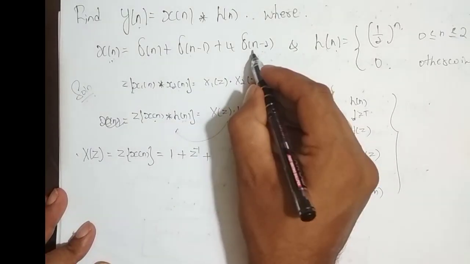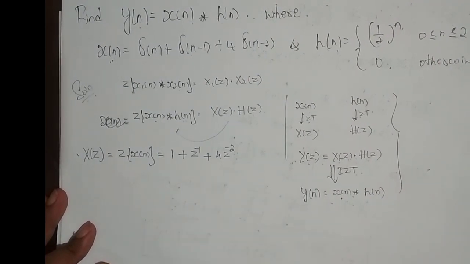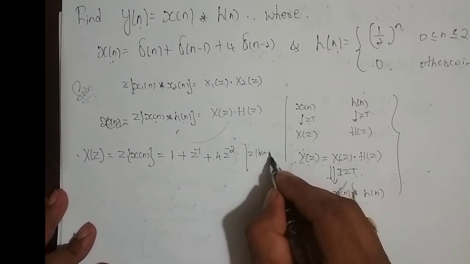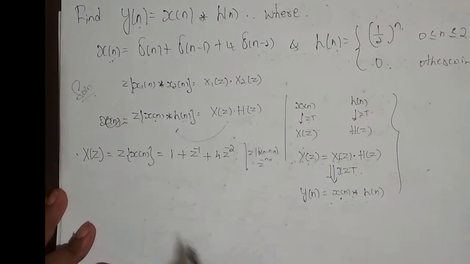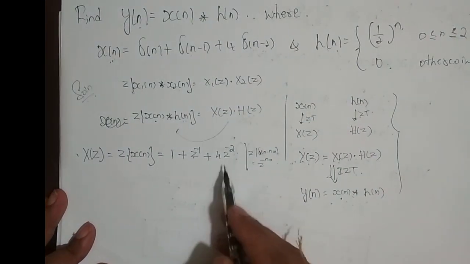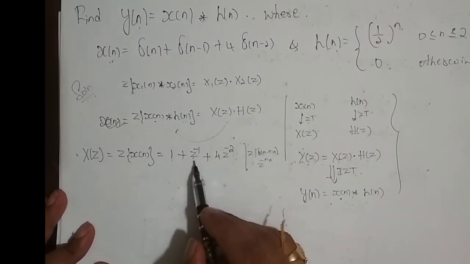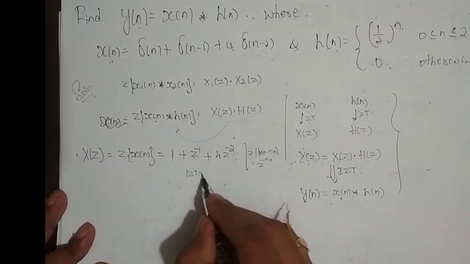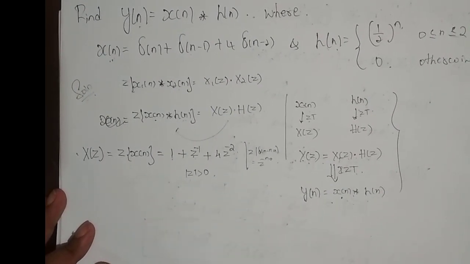Plus, what is the z transform of 4 times delta of n minus 2? It is nothing but 4 times z power minus 2. Because the z transform of delta of n minus n naught is nothing but z power minus n naught. So n naught is 1 here and n naught is 2 here, so z power minus 1 and z power minus 2. The ROC is magnitude of z greater than 0 for each, so the combined ROC is magnitude of z greater than 0. I should not forget the ROC.